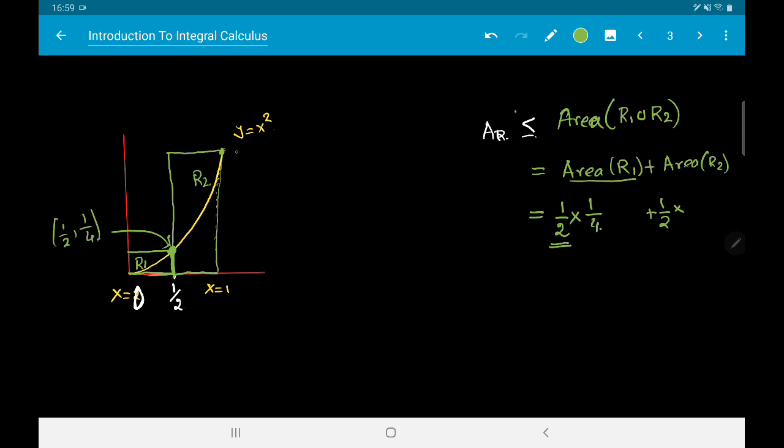Well, this is somewhat trivial. This point is (1, 1). So half times 1 is the height of the big rectangle R2. So this is just 1/8 plus 1/2, which is 5/8. So you can see that the area of R, just our intuitive notion of area of R, is less than or equal to 5/8.